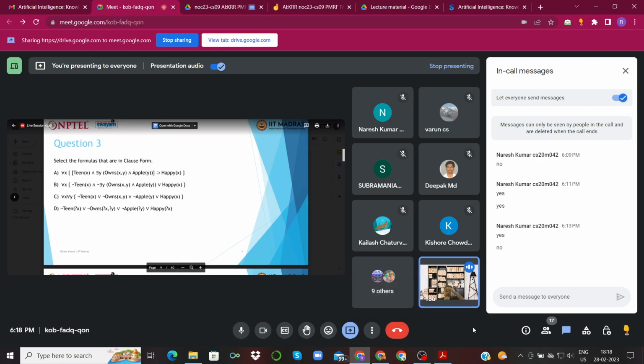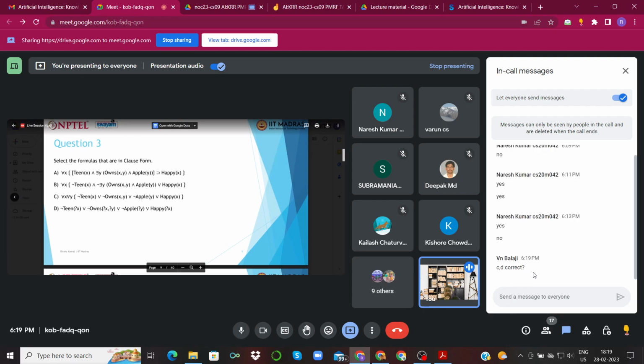Okay, so does anyone want to share their thoughts on which options you think is or are correct or not correct? Okay, first of all, do you remember what is the clause form? Okay, so we have one answer, thanks Balaji. You say that option C and D are correct. Okay, we'll see. So do the others also agree with Balaji, or are there any differing opinions?